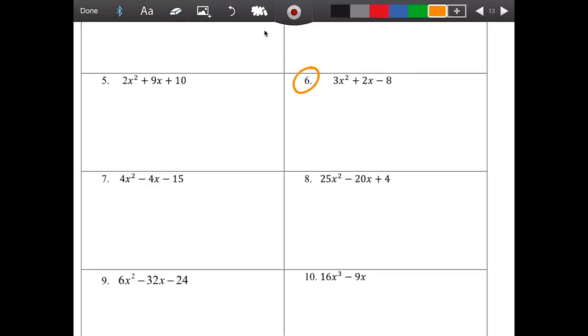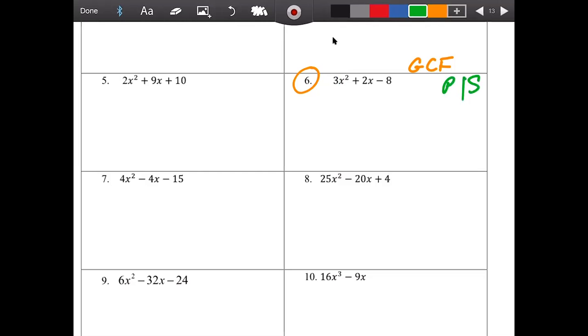The first thing that you always look for is: is there a GCF? Well, there's no x with this one, and 3, 2, and 8 do not have a common factor besides 1, so there is no GCF other than just 1. And I'm not going to divide everything by 1 because that's not going to simplify it or change it in the slightest. So I'm going to go straight into grouping.